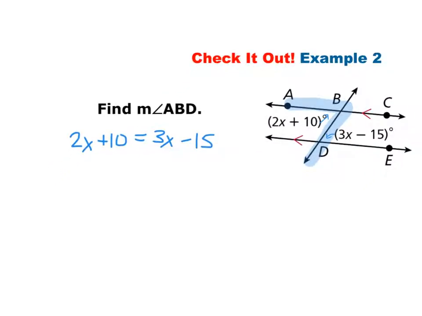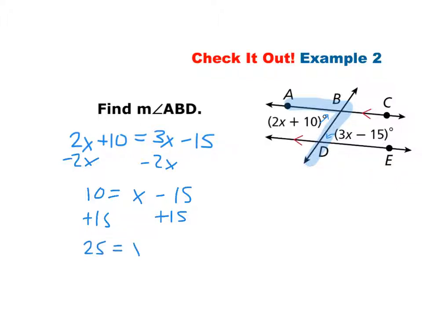So now we solve for x. We can subtract 2x from both sides. So we get 10 is equal to x minus 15. We can add 15 to both sides. So we get 25 is equal to x.